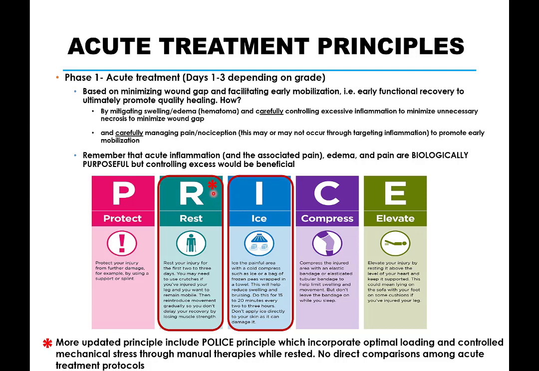Now, as you can see right here, there is a giant red asterisk next to the letter R. This is indicating the recent modification to the PRICE principle, as I alluded to earlier. With recent evidence, rest has been replaced with optimal loading, which includes elements of rest, but also includes appropriate amounts of loading or mechanical stress to the muscle. Optimal loading is a progressive loading strategy, much like you would with resistance training. However, instead, you are starting with very minimal loads, which often at the early stages are afforded through manual resistance from a trainer or therapist, also known as manual therapy.